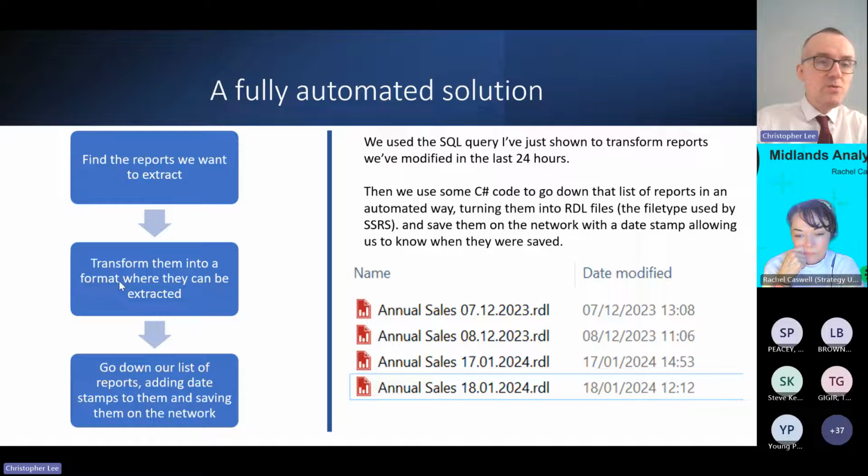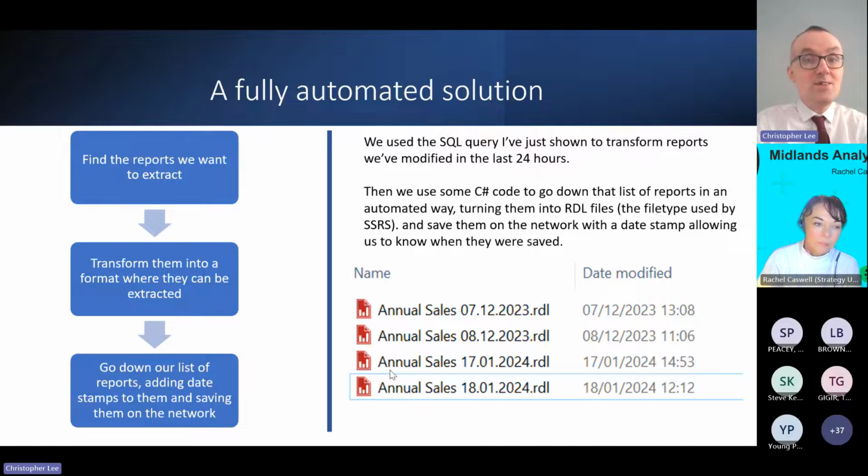So having those two things taken care of, the finding of the reports and the transforming, the only part that remained was to have some C# code that would go down the list of these reports, grab the XML, turn them into RDL files, which is what SSRS uses, and then timestamp them so that we'd have the date in place against the change. How that would work in practice would be something along the lines of this.